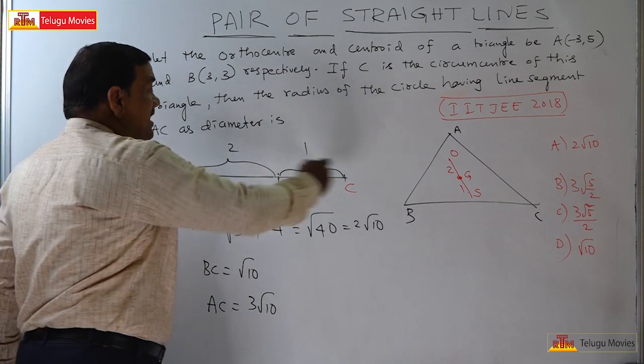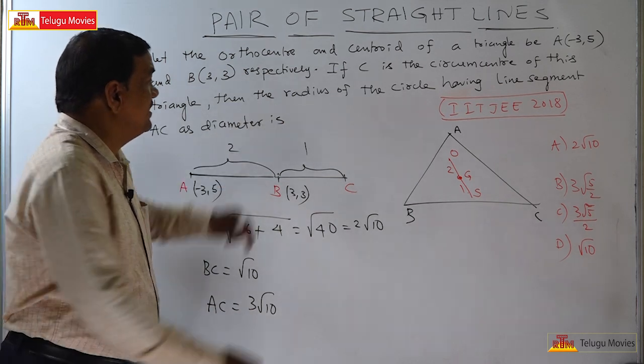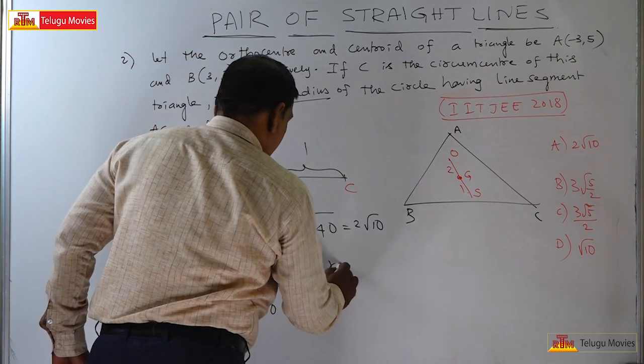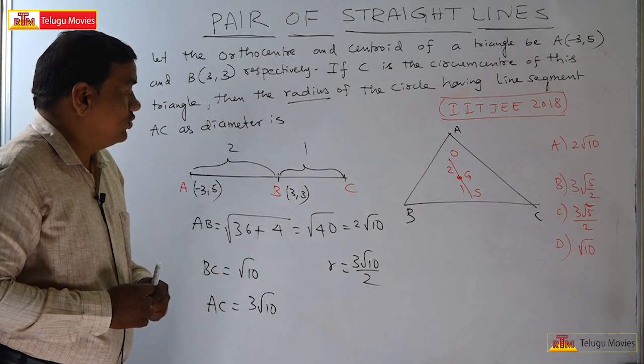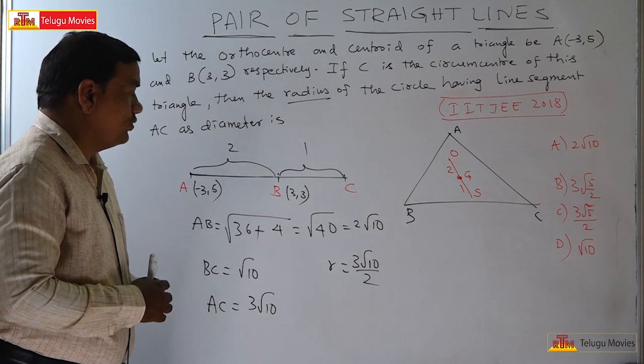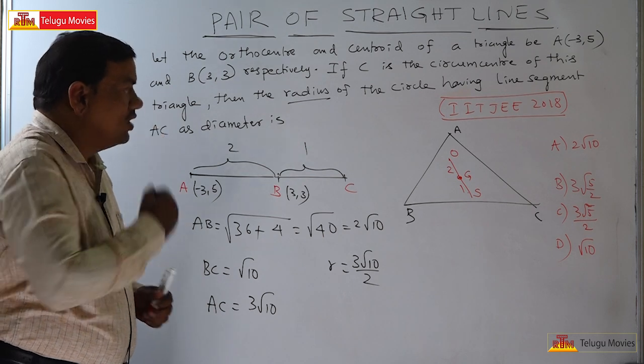So AC is the diameter. Therefore, he is asking for the radius. Therefore, radius is equal to 3 root 10 upon 2. So 3 root 10 by 2. So 3 root 10 means how much here? The answer is not there.